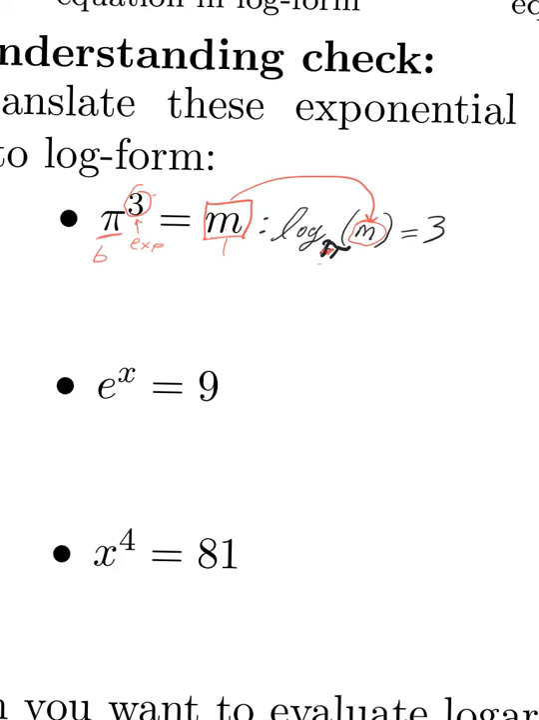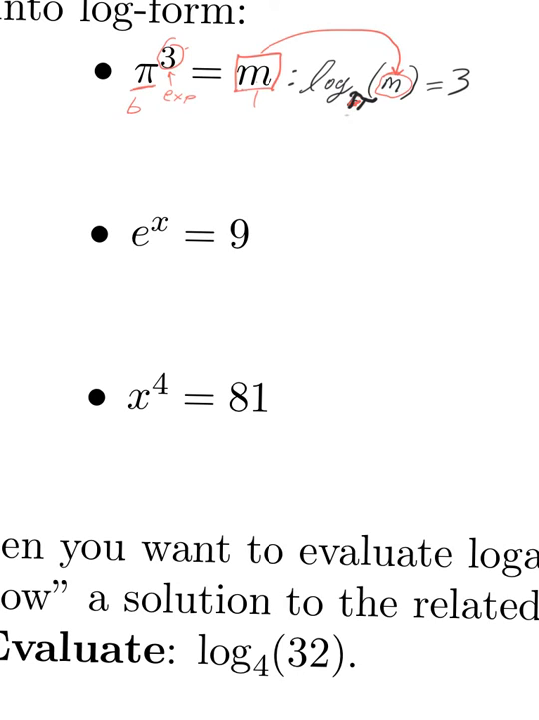The base is still the base. Okay, let's move along. E to the x is equal to 9. So I see an exponential equation. I see base to a power is equal to a number. So we can rewrite that as the log base e of 9 is equal to x.